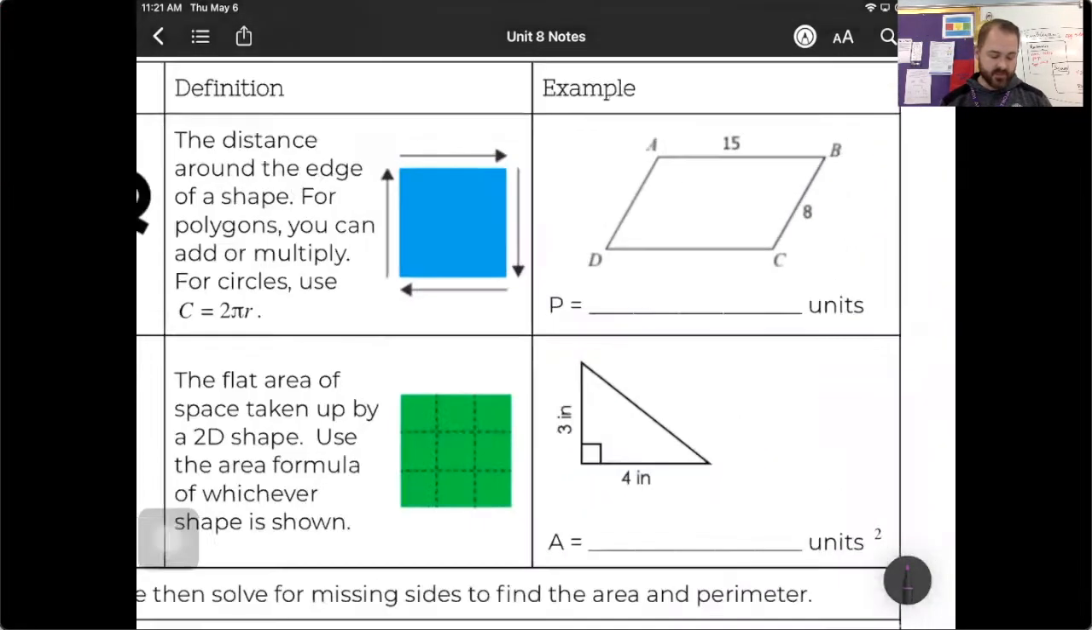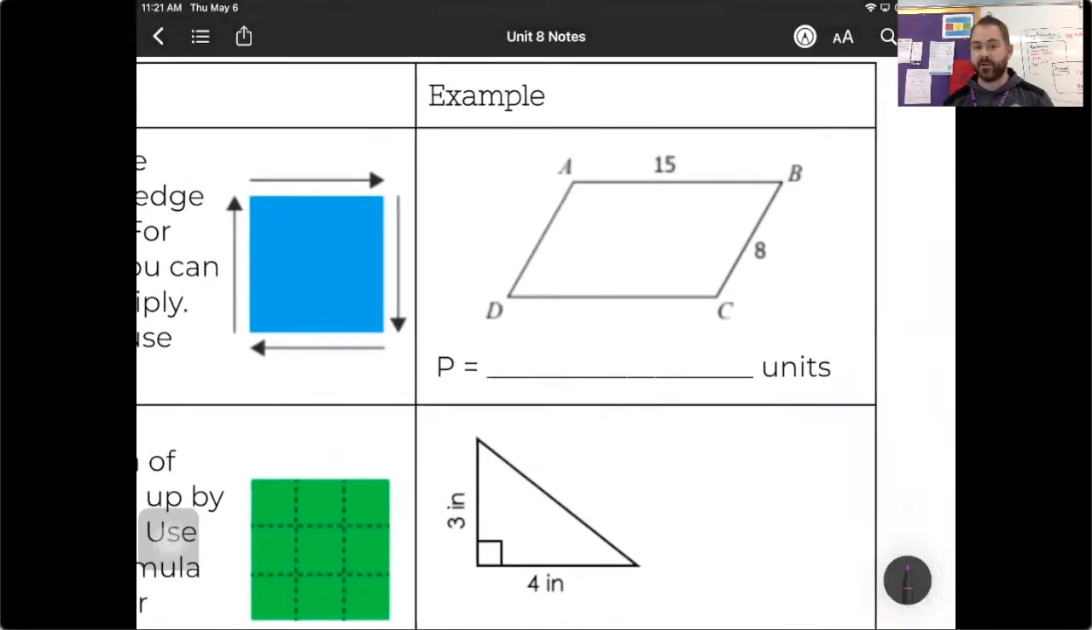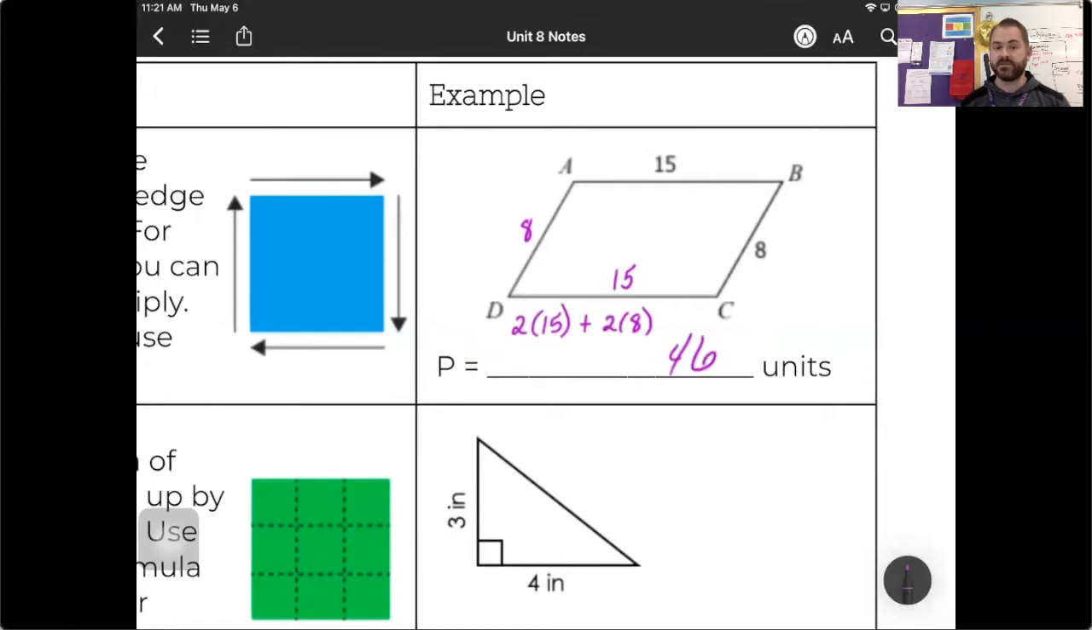So for example, we have a parallelogram here. Remember that opposite sides of a parallelogram are congruent. So DC is 15 and AD is 8. So the perimeter is just the sum of those sides, or there are two 15s, so I could think of that as 2 times 15, plus there are two 8s, so 2 times 8. And then if we simplify, 2 times 15 is 30, 2 times 8 is 16, and if I add 30 plus 16, I get a total perimeter of 46 units of measure.